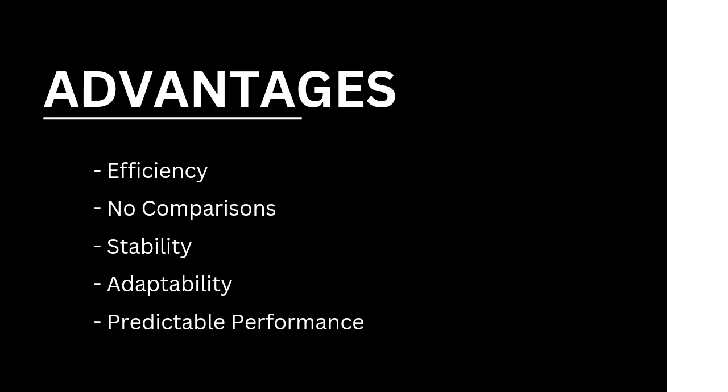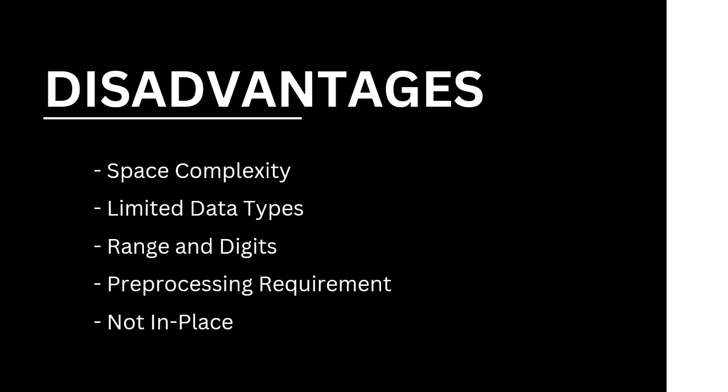So now what are the disadvantages of using the Radix sort? The first one, space complexity, as usual, limited data types, range and digits, obviously, and pre-processing requirements, there are quite a bit, like converting the data types or normalizing the ranges. And then it is not in place, like extra storage. The algorithm uses additional storage, making it less space efficient compared to in-place sorting algorithms.